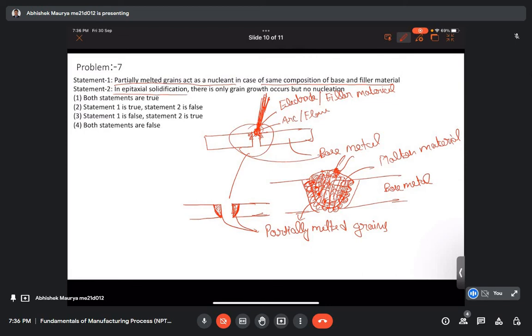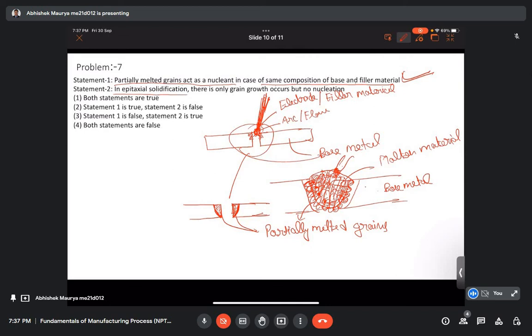Now let's look at the statements. Statement 1: partially melted grains act as a nucleant in the case of the same composition of the base and filler material. Yes, if the filler material has a similar composition to the base material, no separate nucleation of grains will happen, but partially melted grains will act as a nucleant. So yes, this is correct.